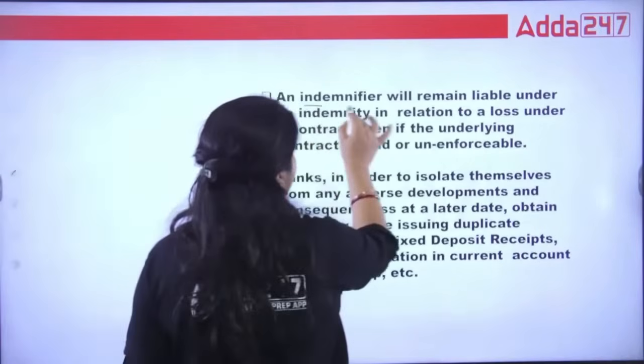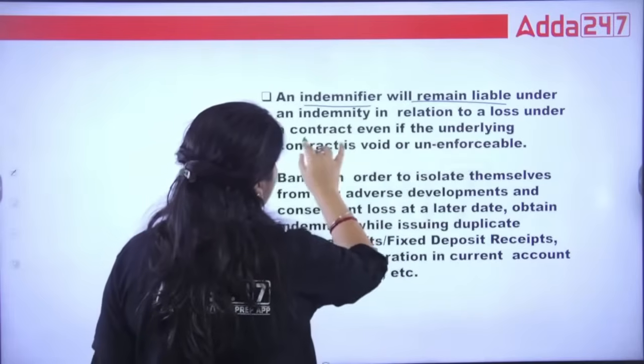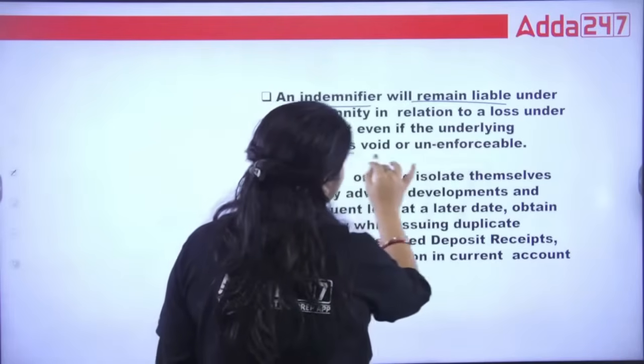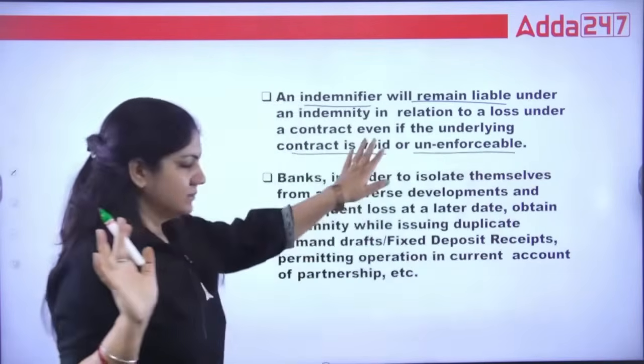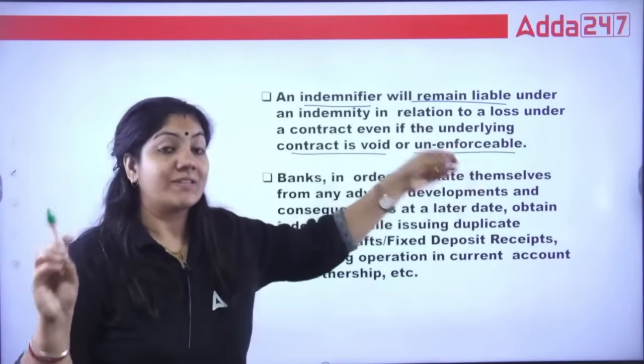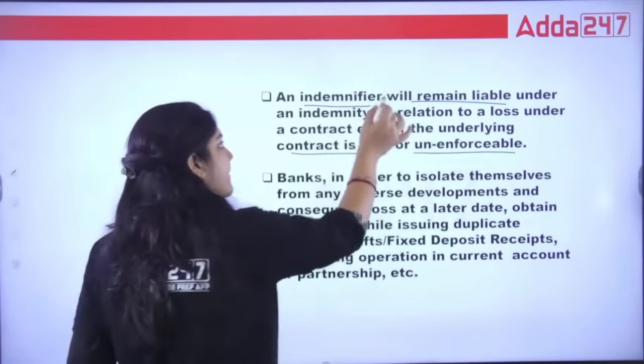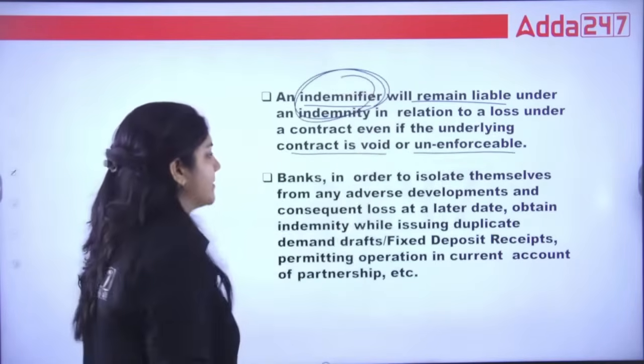Indemnifier will remain liable under indemnity in relation to the loss under contract, even if the underlying contract is void and unenforceable. Even if the contract is void or not enforceable in front of the court, still the indemnifier will be liable because he has promised. He is the promisor.